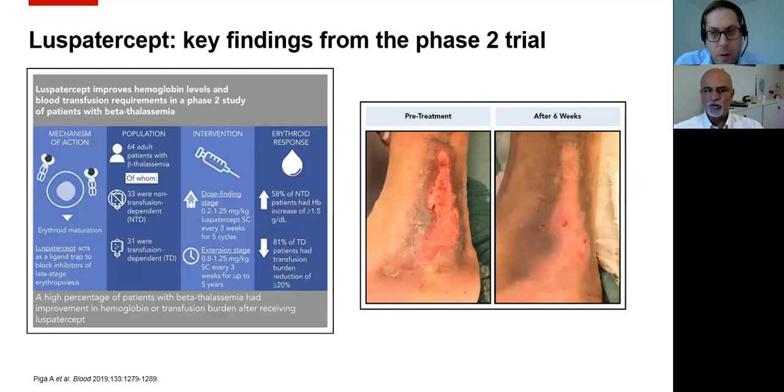But before going into the BEYOND trial, I'll just show you from one of the phase 2 trials that were done on luspatercept, smaller trials. It showed that luspatercept improved hemoglobin level and decreased blood transfusion if needed in this group of patients. This is a slide showing you the improvement in one of the complications that Khaled discussed, the leg ulcers, in those patients receiving luspatercept.